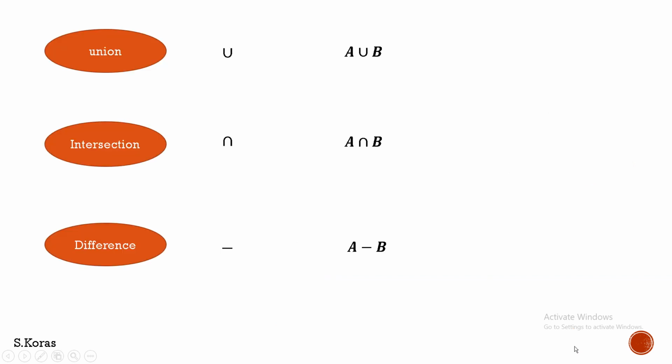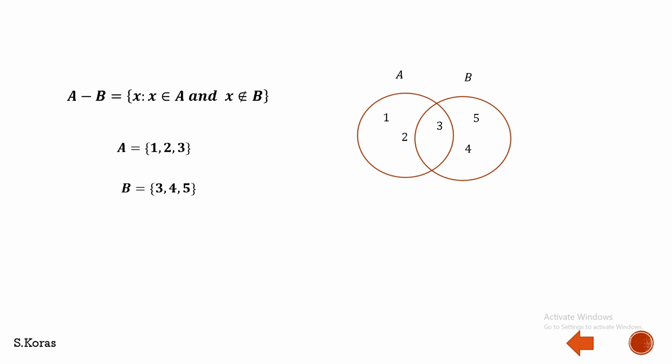Now let's try to see what is the difference operation. A difference B is defined like this. Let us consider two sets A and B, and A difference B is nothing but you can write the elements which are present in A, but you should not write the elements which are present in B. What do you mean by this? Let us see this through an example. Let us consider the same example. Set A is equal to 1, 2, 3 and set B is equal to 3, 4, 5. If we represent this in a Venn diagram, it will be like this.